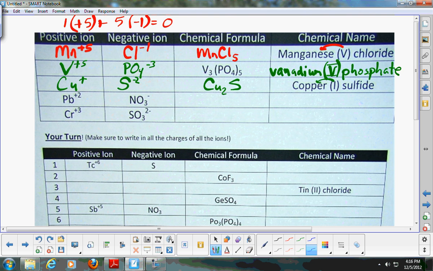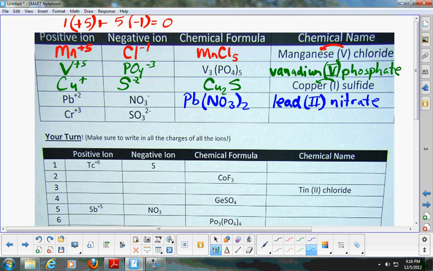Let's take another one. We're going to take lead, and it's a positive 2, so I've already written over here on the right, name lead, Roman numeral 2, and it's with an NO3. NO3 on the back of your periodic table is a nitrate. So I've got plus 2, minus 1. I need 2 of the minus 1 to add to the plus 2. So Pb, parentheses NO3, parentheses 2, and we're done.